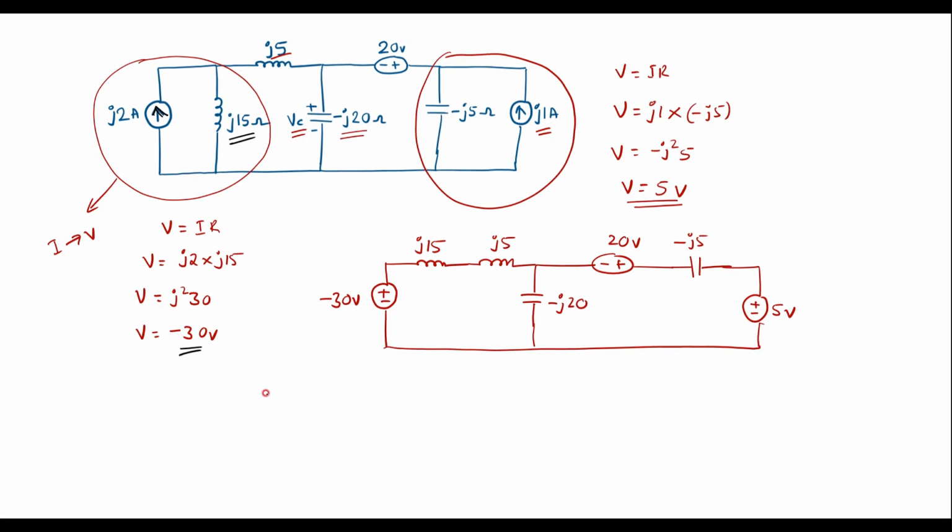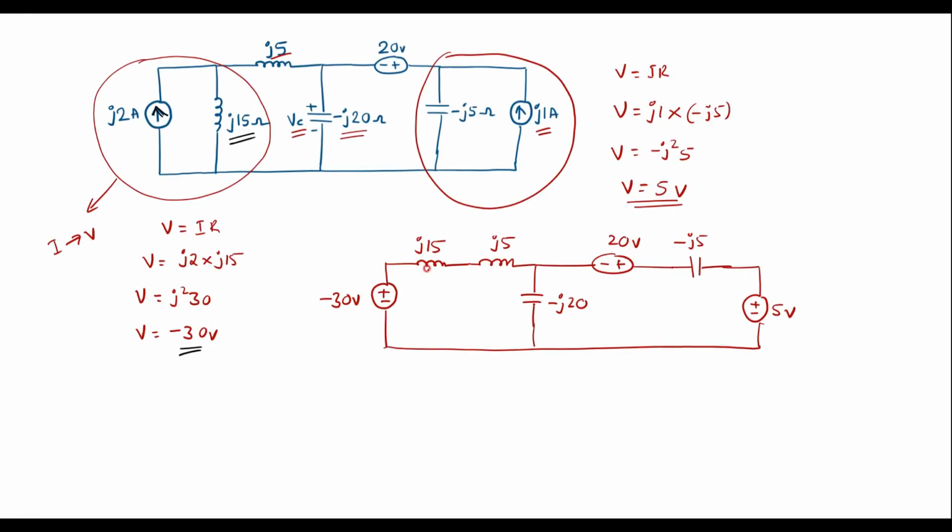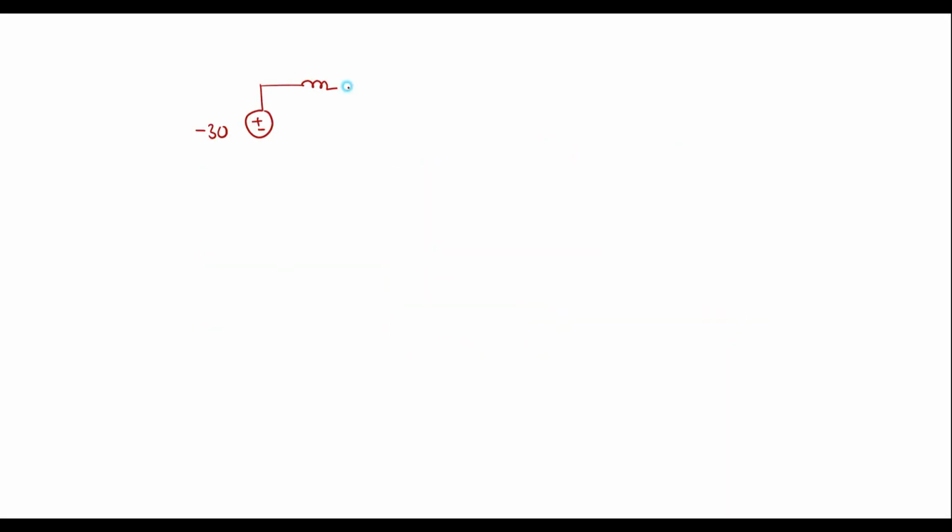So further here we can observe that these two are in series and these two voltage sources are in series. Let me simplify this further. So I can write minus 30 as it is. So here J15 and J5 are in series. I can add them and make it J20 ohm. This I will keep as it is. So this is minus J20 kept as it is.